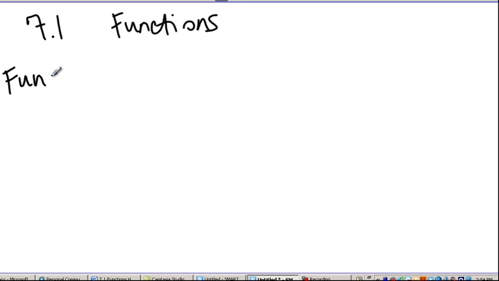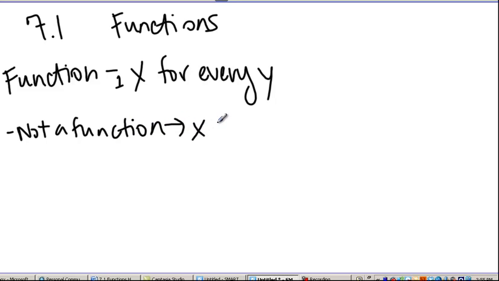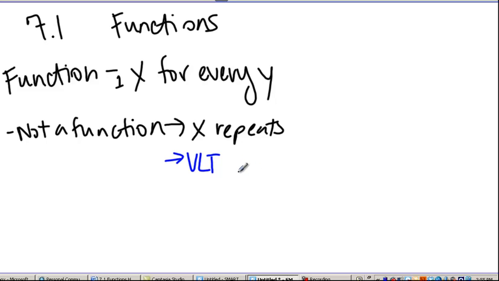So as a review, a function is 1 x for every 1 y. When you know something is not a function is when x repeats. So if I was to give you a graph, a table of values, and you saw a repeating x value, you'd know that's not a function. Another way to look at it, if you had a graph, is to do the vertical line test. If a graph does not pass the vertical line test, then it is not a function.